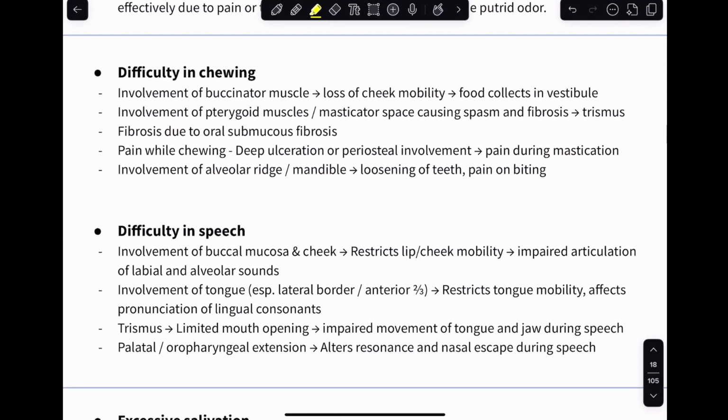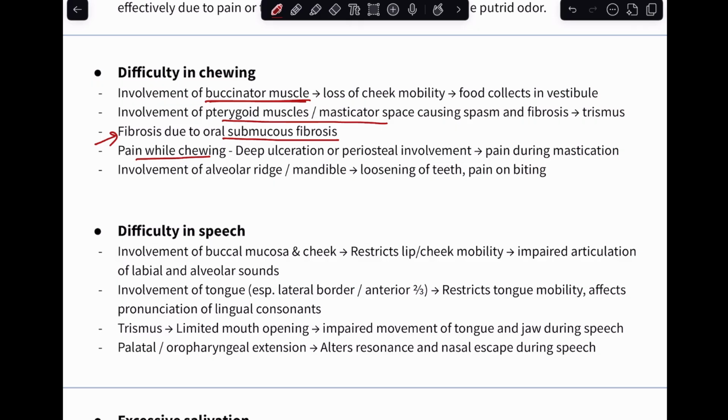Next is difficulty in chewing. Difficulty in chewing would indicate that the patient possibly has involvement of the buccinator muscle, or the pterygoid muscle, or the masticator space, or possibly they have fibrosis from a pre-malignant lesion from before, which is oral submucous fibrosis, or they could possibly have pain while chewing. That is why they are having difficulty.